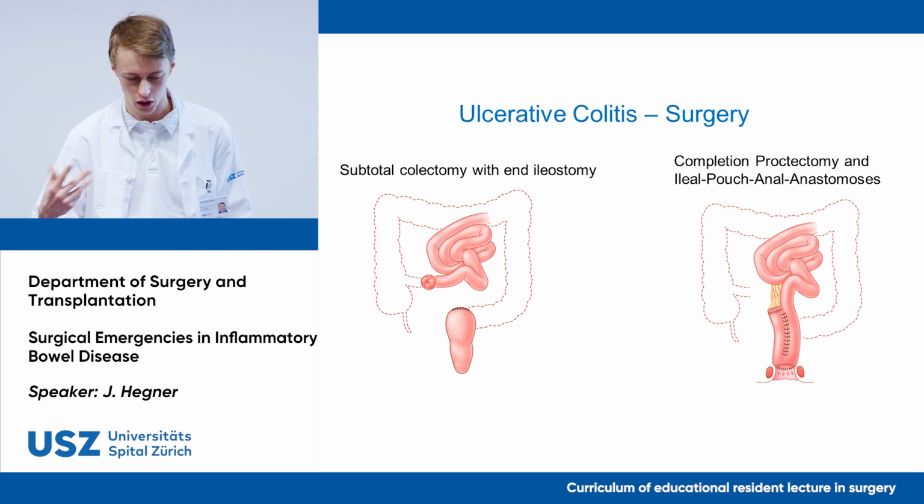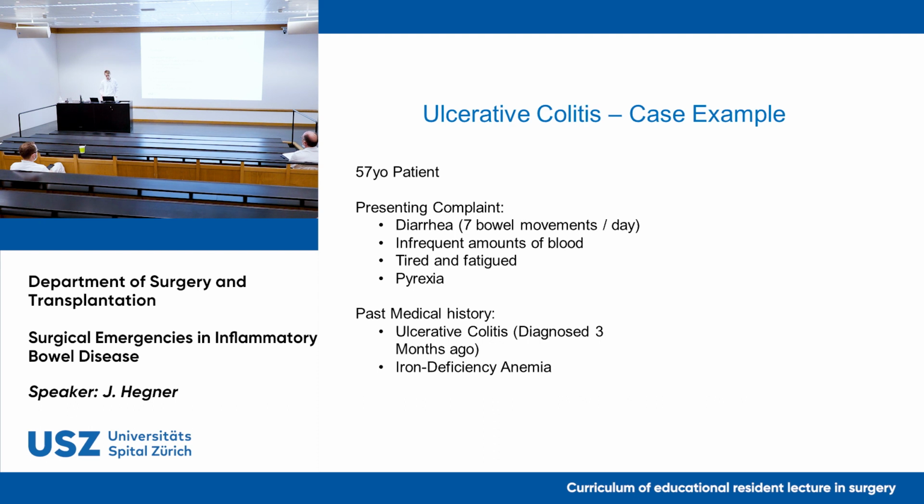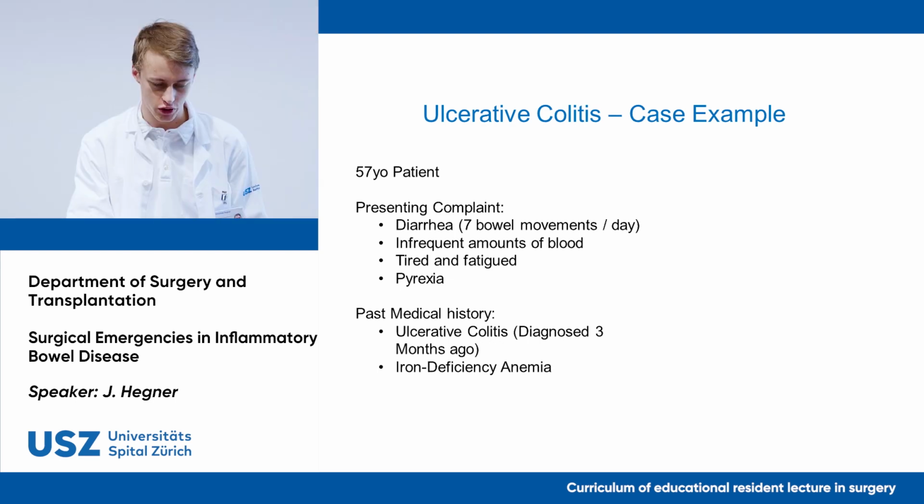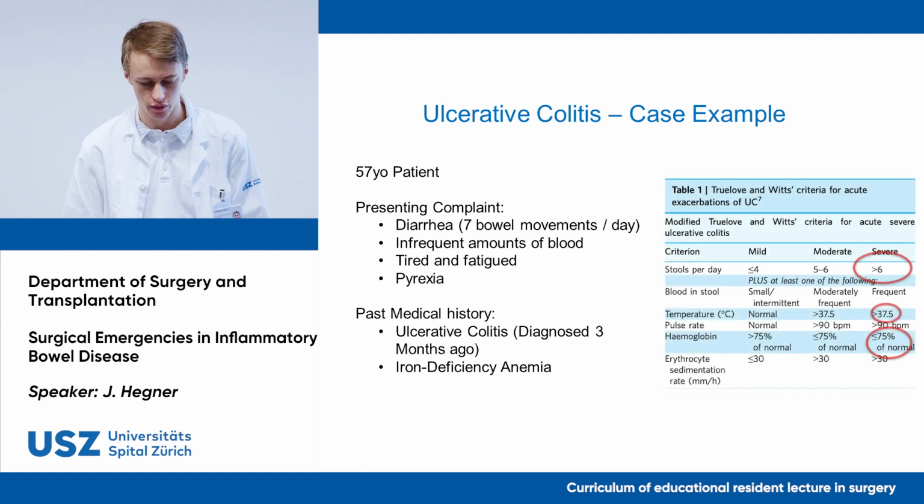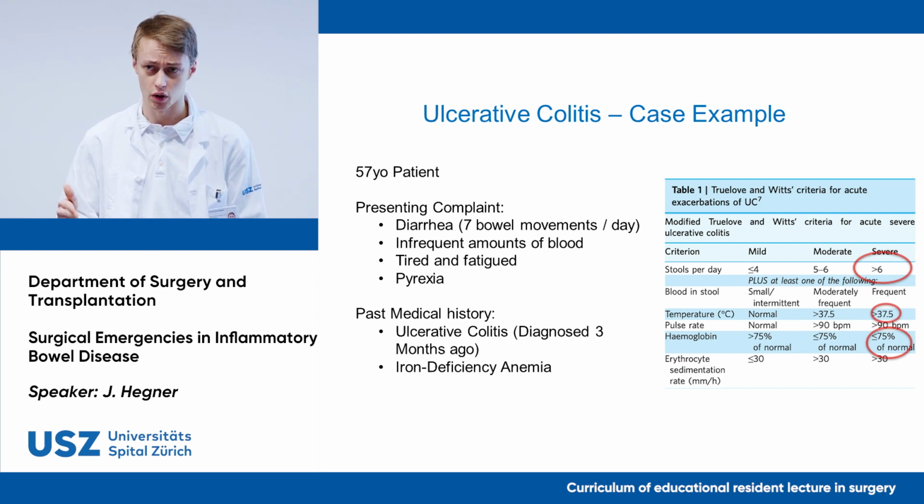would close and revise. A case example for ulcerative colitis is this 57-year-old female who was recently diagnosed with ulcerative colitis. She presents to the emergency department with diarrhea, some amount of blood in her stool, being tired and fatigued, and having a temperature. Just using this information, we can apply it to the Truelove and Witts criteria and see that she's suffering from acute severe ulcerative colitis. So we admit her to the hospital, start her on high-dose IV hydrocortisone, give her an infusion of Remicade, do supportive treatments such as an NG tube, parenteral nutrition, and high-dose IV antibiotics.